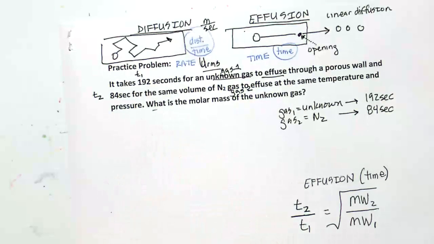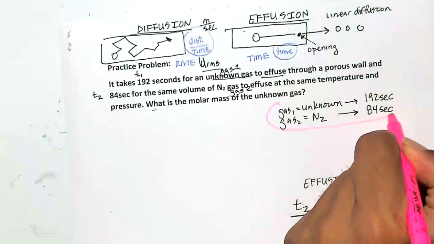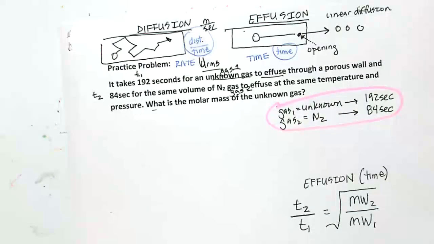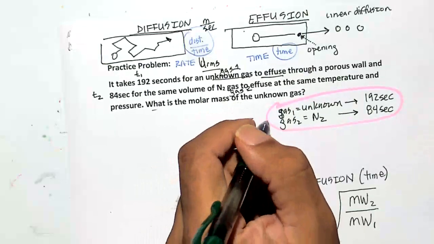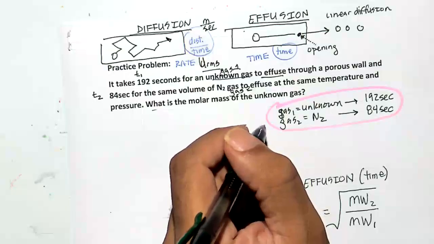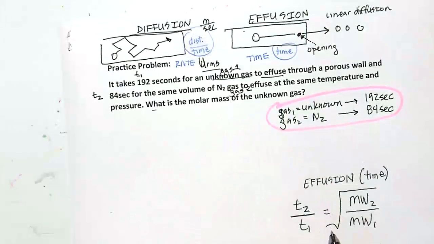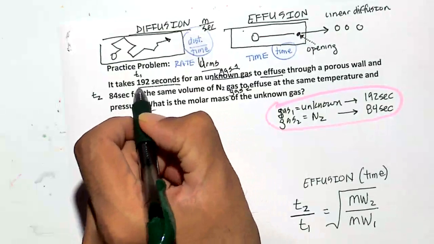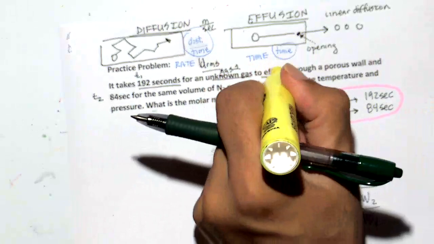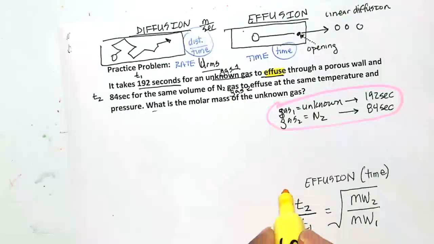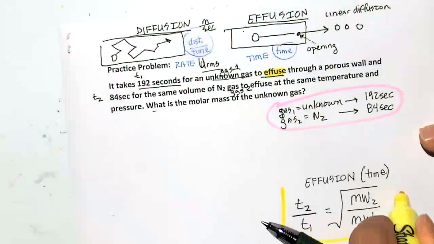Okay, what is the molar mass of the unknown gas? So we want the molar mass of the unknown. This is the information that we have here. So which equation will we use? We see we have a time here, so we're talking about effusion. We also have the word effuse. So let's use this equation from our notes.